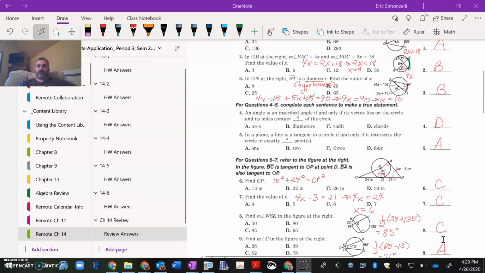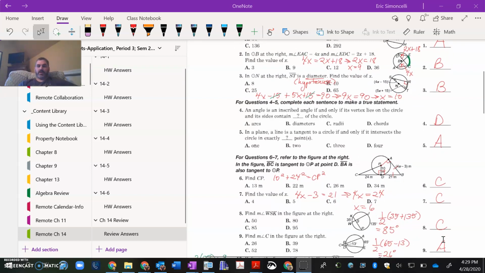Moving on to number 9. Number 9, this one in particular asks for the measure of angle C, which is exterior to the circle thanks to the secant and secant intersecting. I have an arc of 13 and an arc of 65, the theorem of which can be applied as 1/2 the difference of 65 and 13. And that ends up being 26 degrees, so letter A.